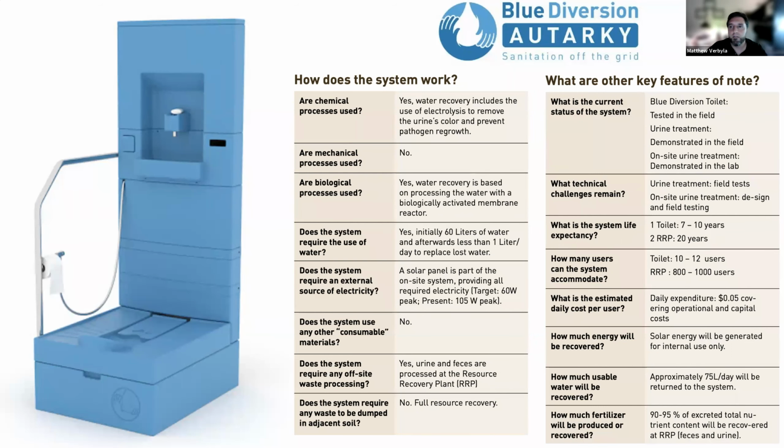Here's one example of a group that developed a solution to that problem statement through the Reinvent the Toilet Challenge. The Blue Diversion Autarky toilet for sanitation off the grid was developed by a group at an organization called EOOS. And how does this system work? It's essentially a standalone toilet that recovers energy, nutrients, and water from the waste, and has a hand washing facility. It satisfies the design criteria. It operates off grid, with a solar panel.